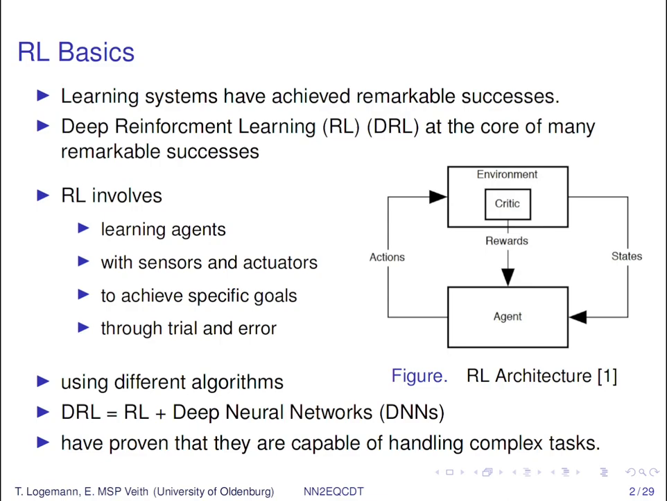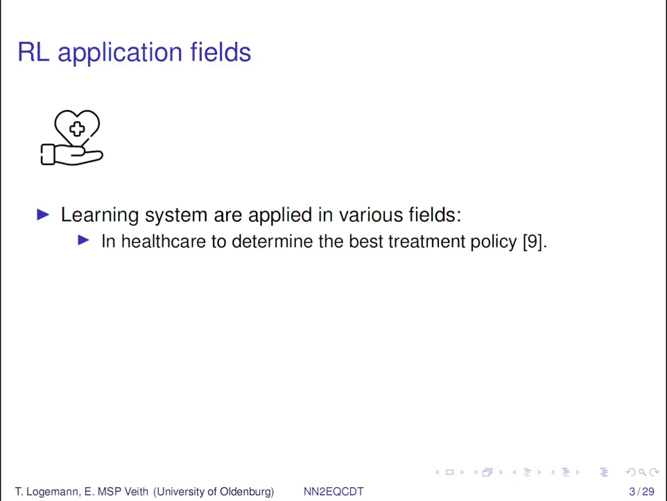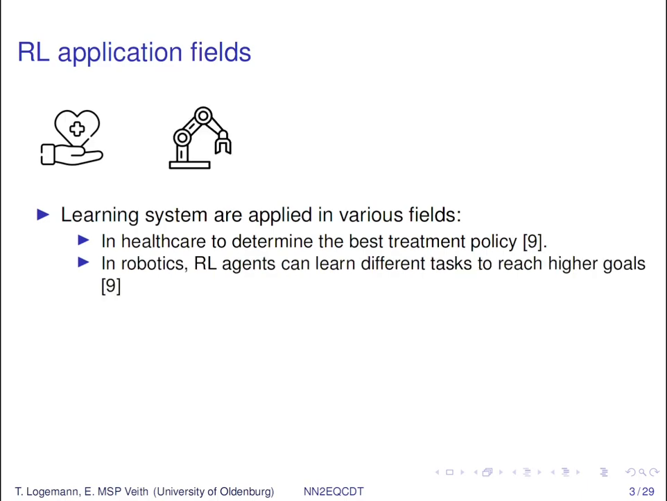Reinforcement learning is applied in various fields. In healthcare, reinforcement learning is used to determine the best treatment policy. It is now even preferred over traditional simple DNN-based methods. In robotics, for example, reinforcement learning agents can learn different tasks to reach higher goals, such as pouring water, reaching goals through a human teacher, grasping and balancing balls, and more.